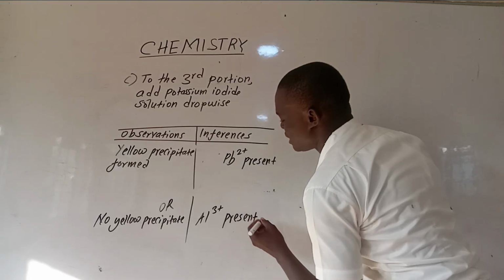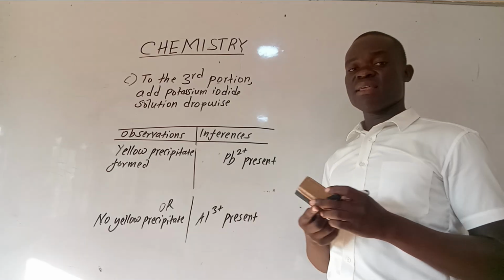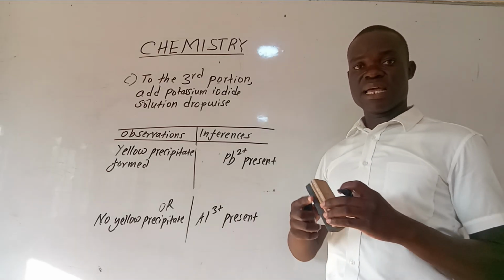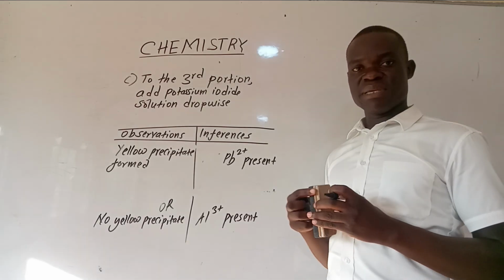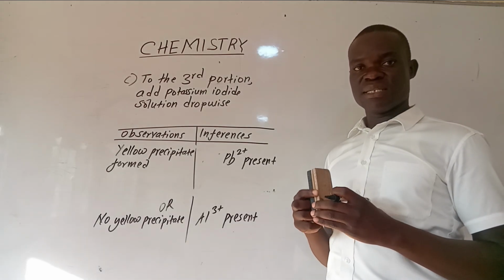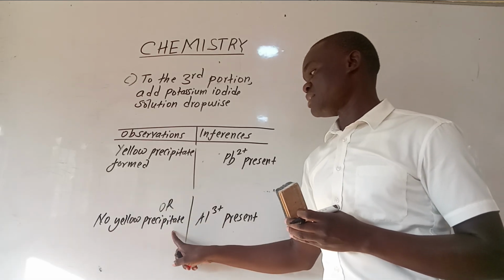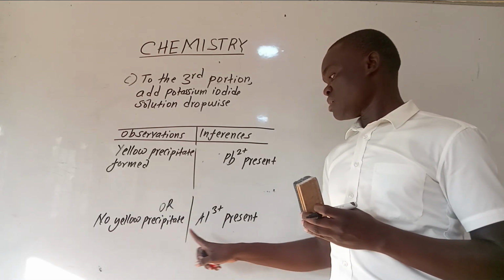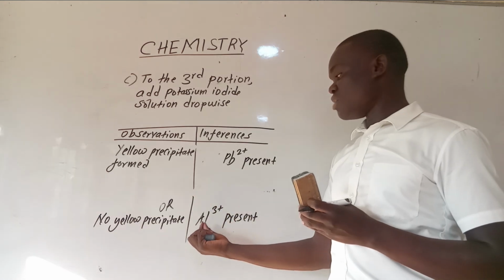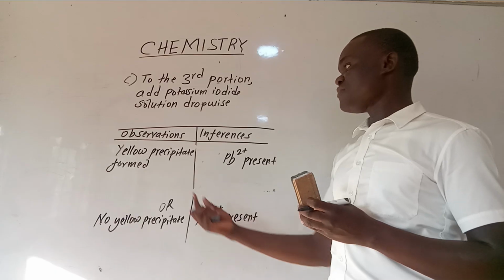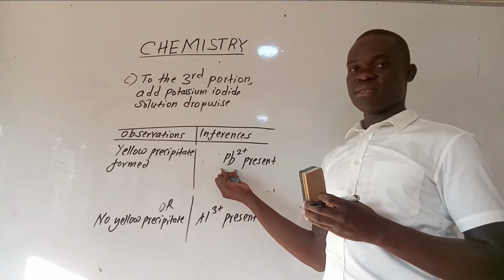Don't write lead ion absent. Why are we just stating these two? Because they were the two remaining amphoteric ions that we are now dealing with after sodium hydroxide and ammonia have eliminated zinc. So out of the two, when no yellow precipitate forms, we will only mention the other one of the two remaining, aluminium ion present. But if a yellow precipitate forms, we only mention lead ion present.